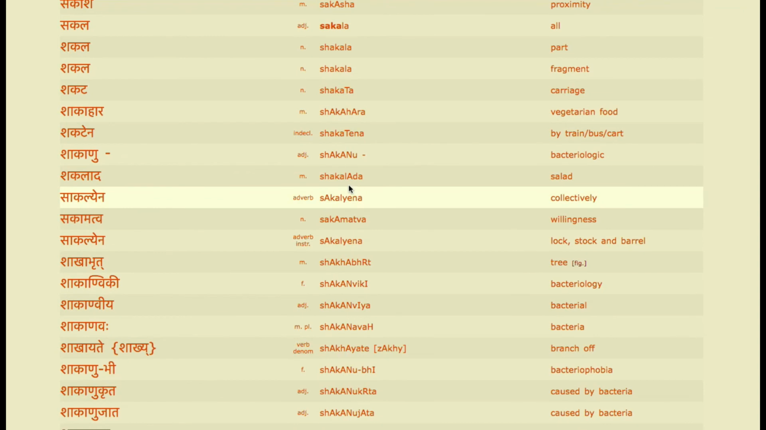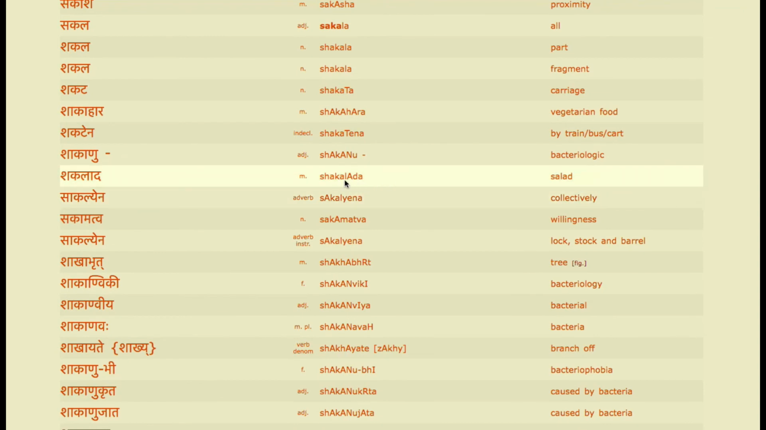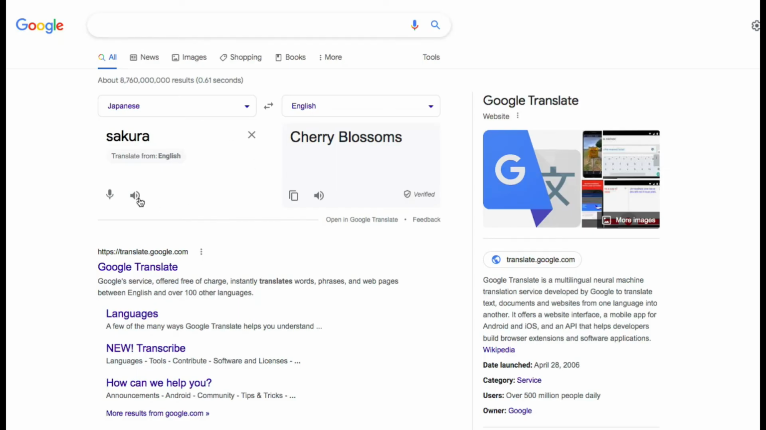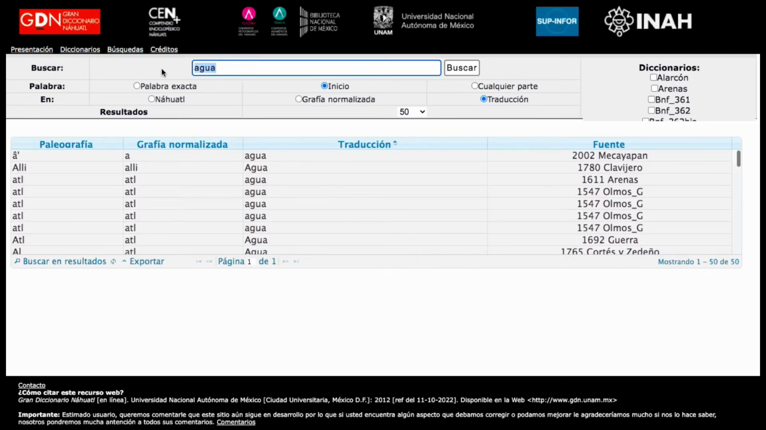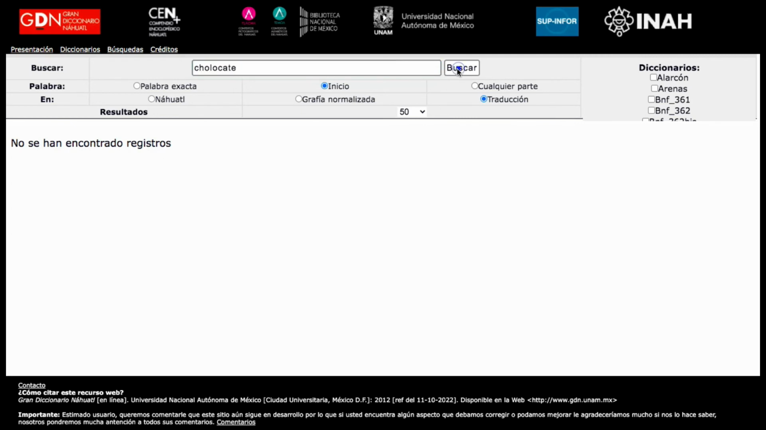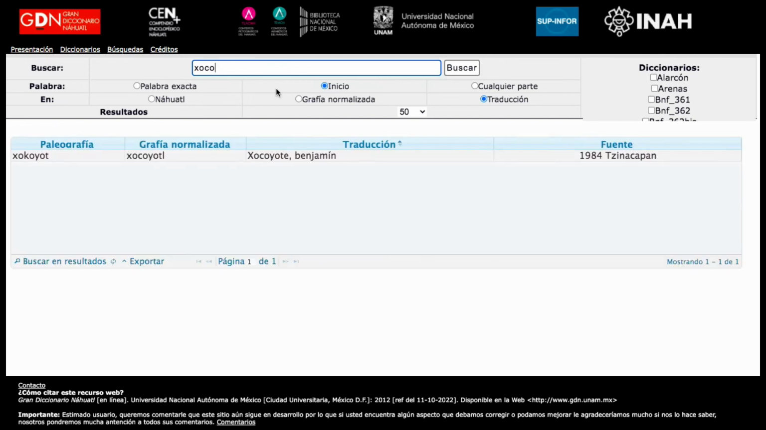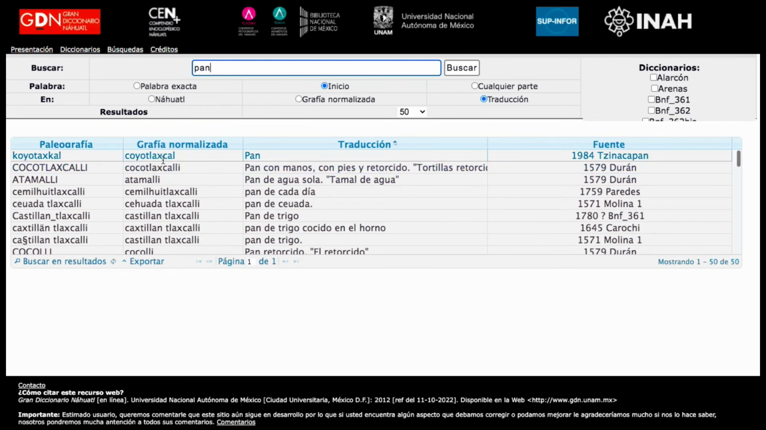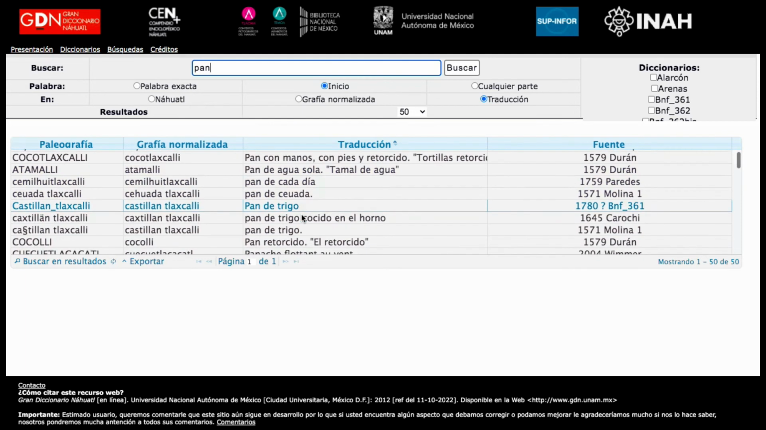A salad. Chocolata. And that sounds like chocolate too. And that's chocolate. It comes from the Nahuatl, actually. For example, bread in Nahuatl is coyotlaxcal, and this is also the root for coyote. Why? Because maybe the bread and the coyote are the same color. So many things. I mean, this is never ending.